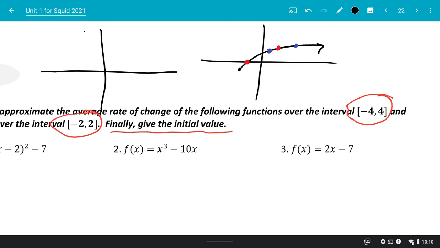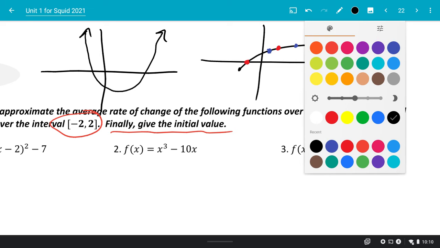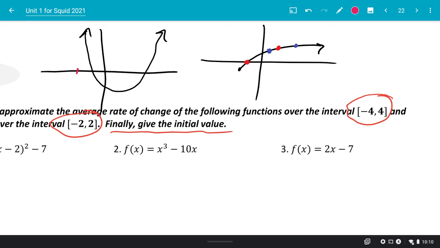What if I had this function, and I wanted to find the average rate of change from, we'll say, -4 to 4? So right there is -4, and there's 4. That's one average rate of change, yeah?